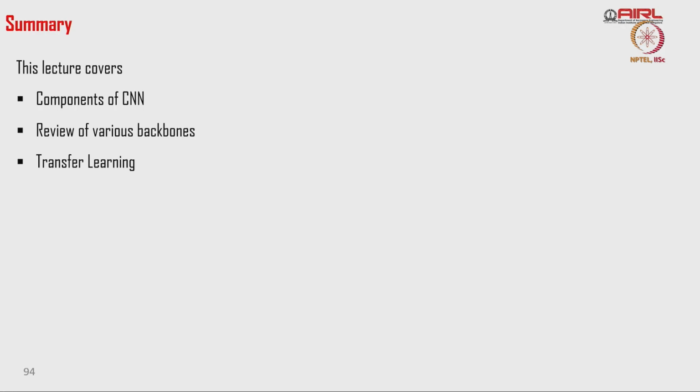So just to summarize, this lecture covers various components of CNNs. We did a very brief recap of different convolutional, activation, pooling and normalization operations. We reviewed various backbones which were part of the ImageNet challenge, like AlexNet, LeNet, GoogLeNet, ResNet and so on. We also understood the learning of these backbones, in the sense that in the shallow layers they learn low level information, and as we go deeper into the layers and become more task specific, they learn more high level image information.